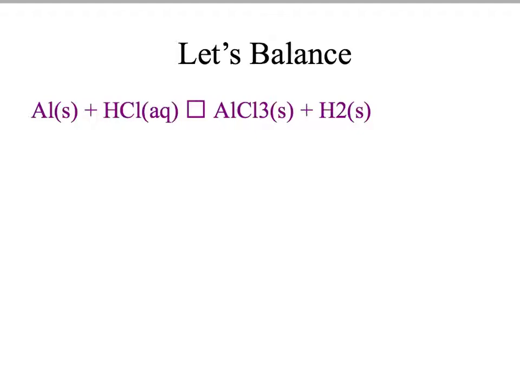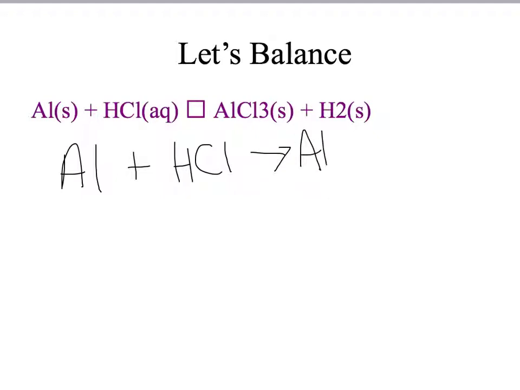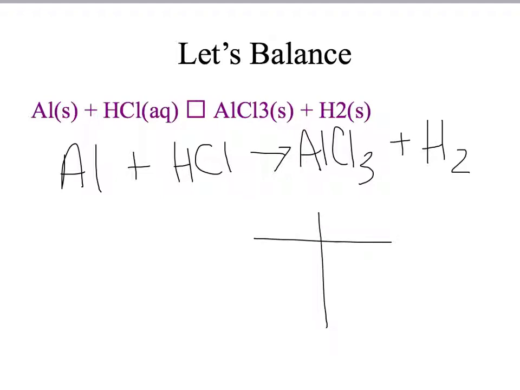So here we go. We're doing another one. This one's really similar to the one at the beginning. So if we have Al plus HCl yields AlCl3 plus H2, what we're going to do is make a RIP chart.